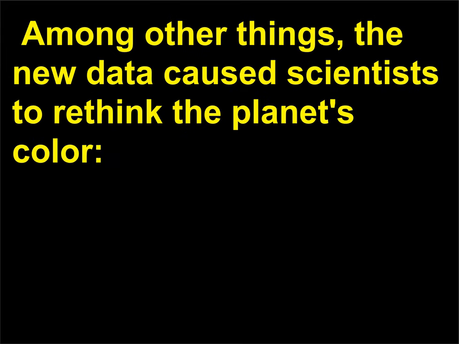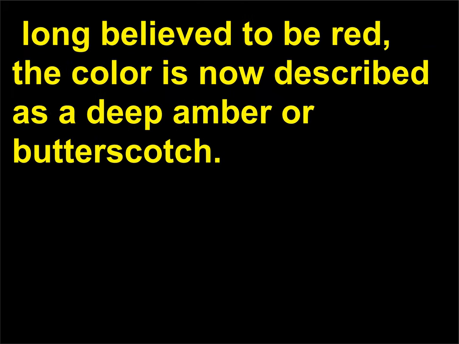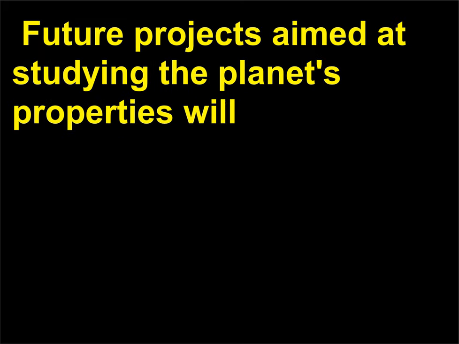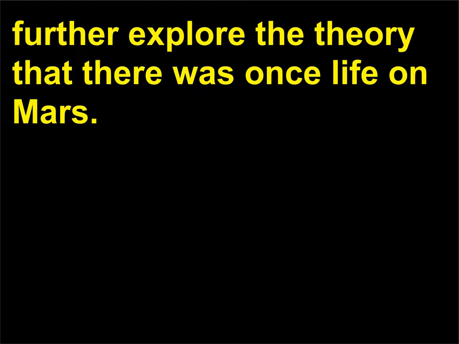Among other things, the new data caused scientists to rethink the planet's color. Long believed to be red, the color is now described as a deep amber or butterscotch. The evidence gathered by Sojourner supports the notion that there may have been life on Mars. Future projects aimed at studying the planet's properties will further explore the theory that there was once life on Mars.